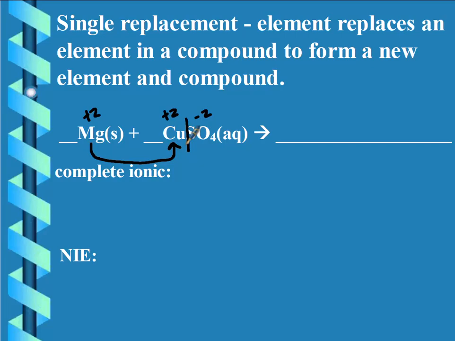For all of our problems right now, the reaction's going to go. The only way that the reaction won't go is if you have data showing that the magnesium and copper(II) sulfate aren't reacting, in which case maybe magnesium can't replace copper. But if given a problem and it says predict the products, then assume that the reaction is going. So copper is going to get kicked out, and then magnesium is going to combine with sulfate. So we get this as our products.